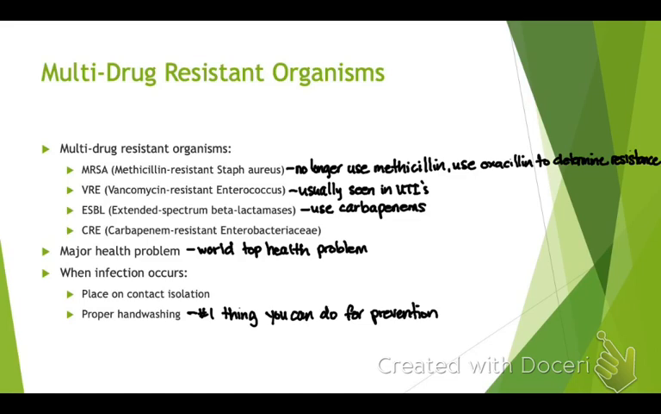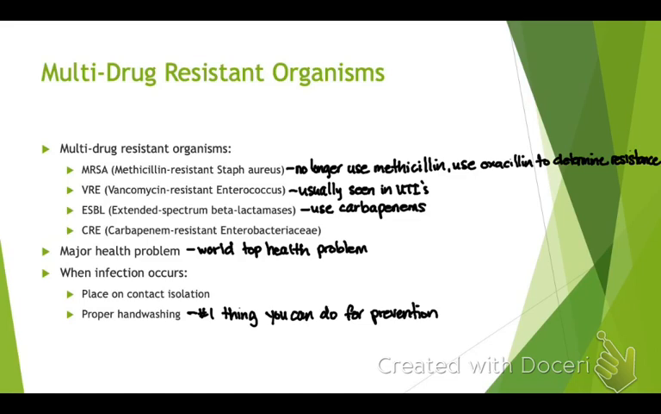So these multi-drug resistant organisms, the first one is MRSA, which is your methicillin resistant Staph aureus. We no longer use methicillin. We use oxacillin in order to determine the resistance. Your next one is your VREs, which is your vancomycin resistant Enterococcus, and we usually see these in UTIs. And then your ESBLs are your extended spectrum beta lactamases, and we use carbapenems for this.